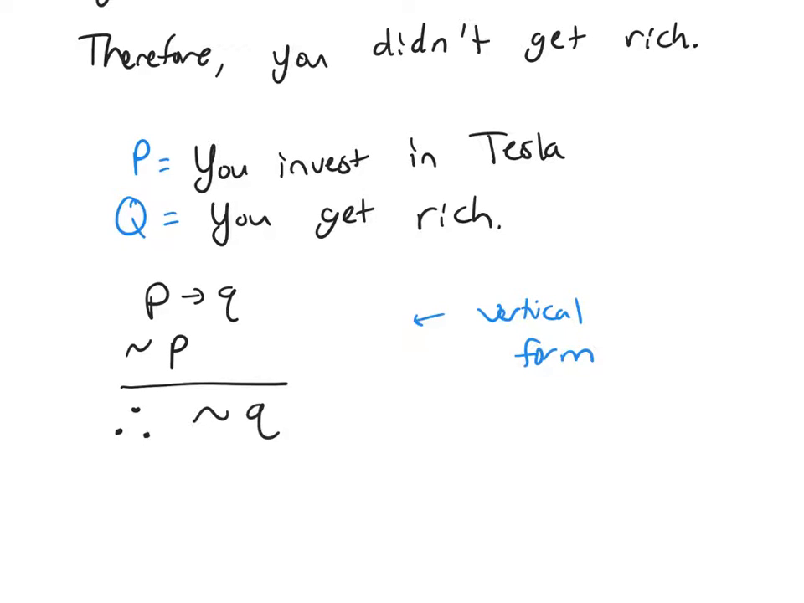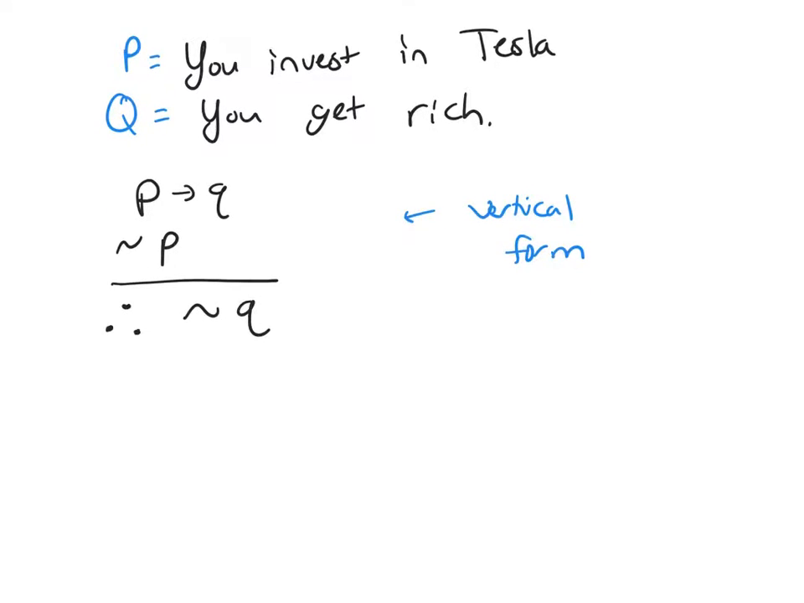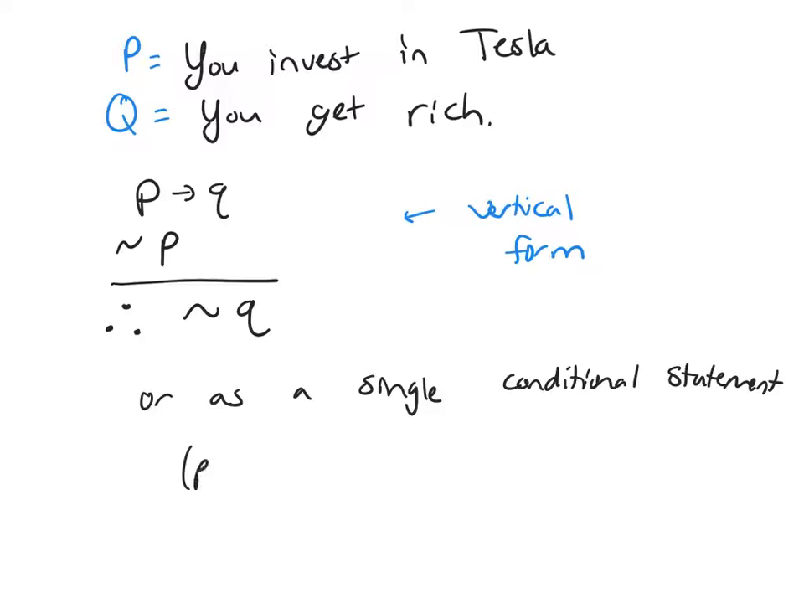You could also write this as a single conditional statement. So the way we write it as a single conditional statement is we write it as if P then Q, our first premise, and our second premise, all that, if that, then our conclusion, not Q.